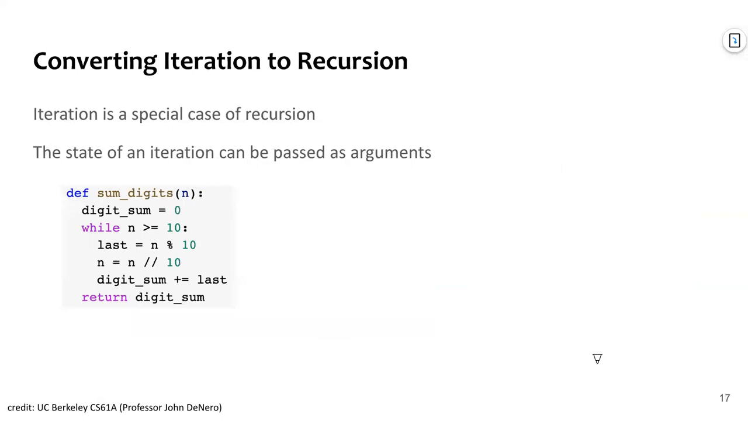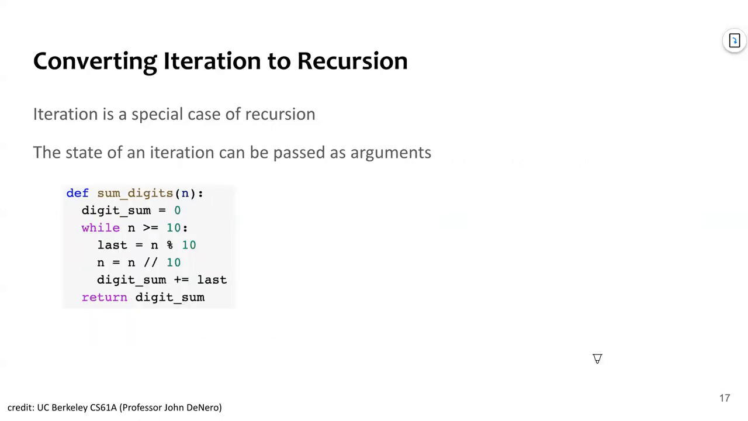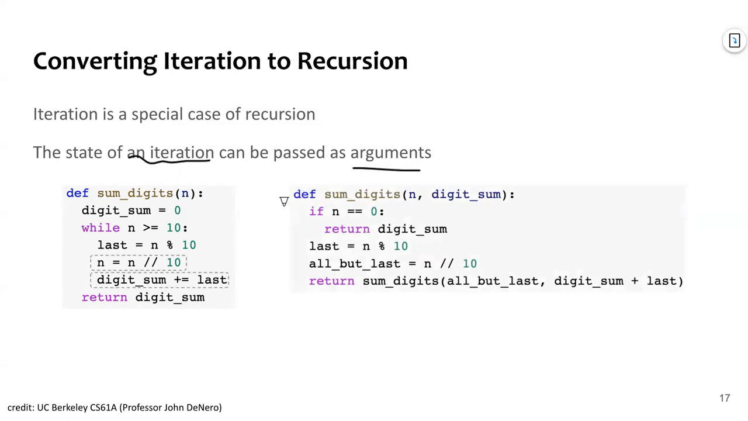And in the opposite way, we can convert iteration into recursion. All right. In the previous slide, I told you that iteration is a special case of recursion, and recursion is a special case of iteration. And the state of an iteration can be passed as an argument. So here, we're passing these two states into the function itself as arguments or parameters.